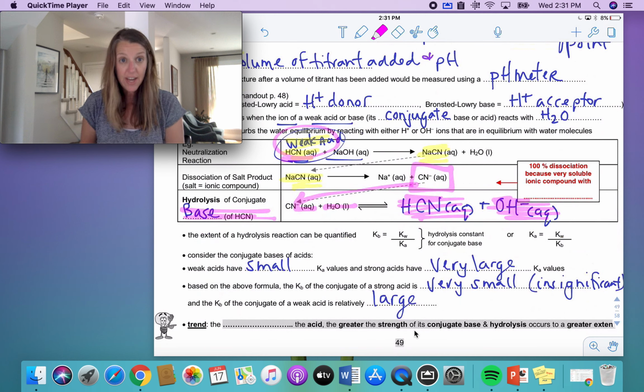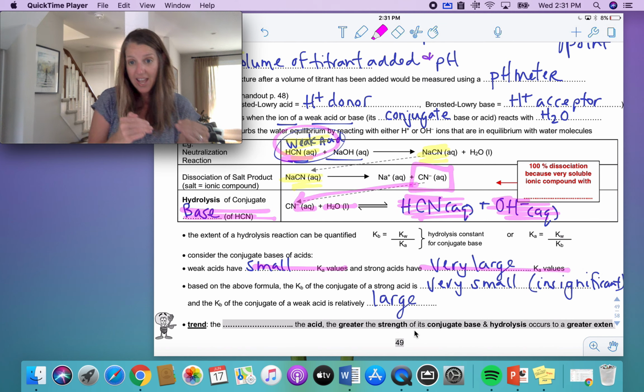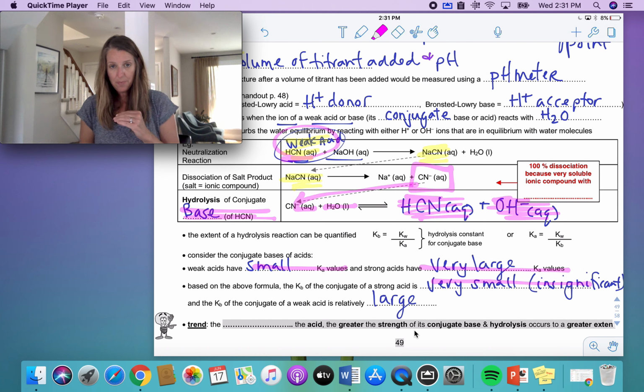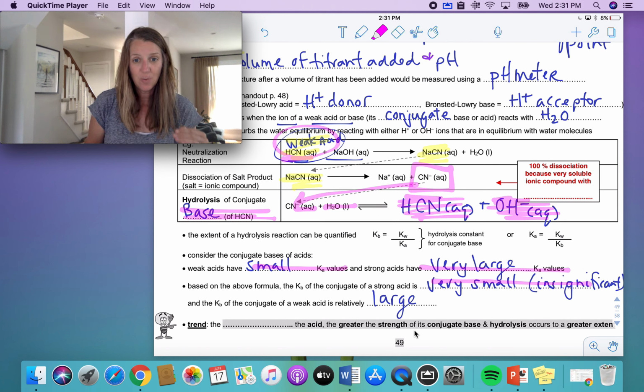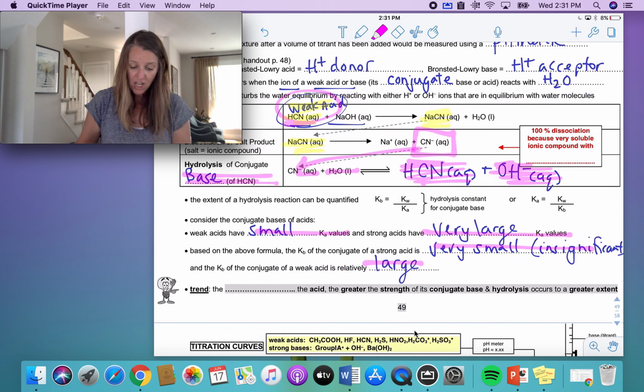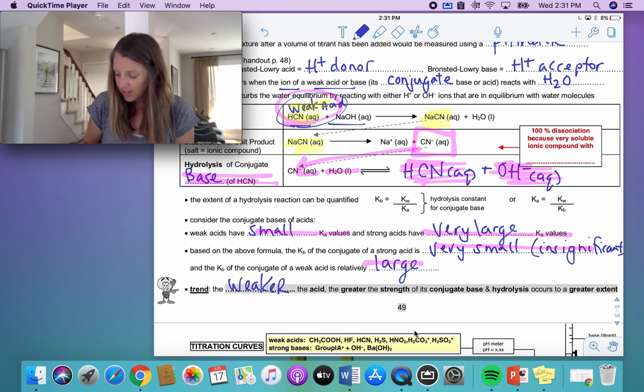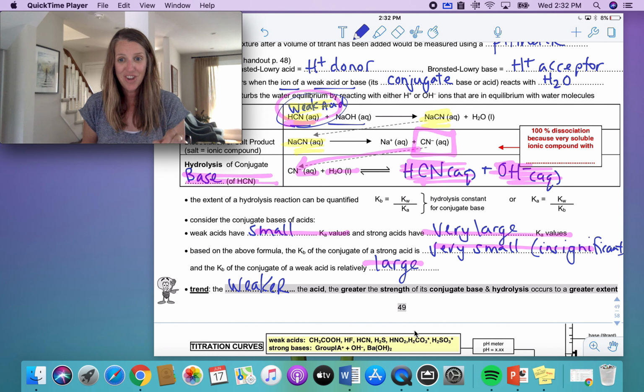Well, we can figure that out because we know that Ka times Kb gives you Kw. Weak acids will have a small Ka value. Strong acids have a very large Ka value. Based on the formula, we know that the Kb of a conjugate of a strong acid is going to be very small, and the Kb of a conjugate of a weak acid is going to be very large, right? So what's the trend? The weaker the acid, the greater the strength of its conjugate, and hydrolysis occurs to a greater extent.